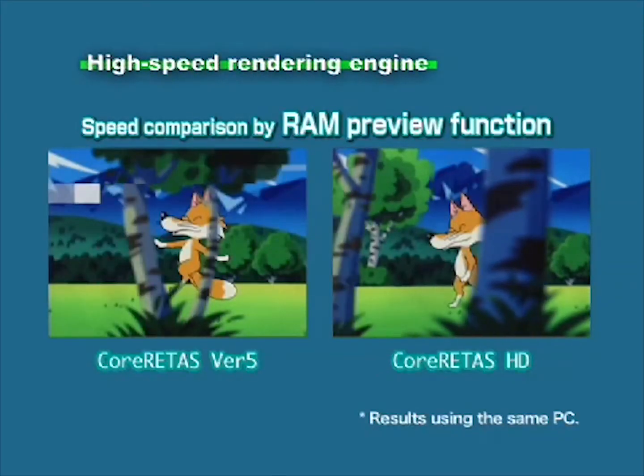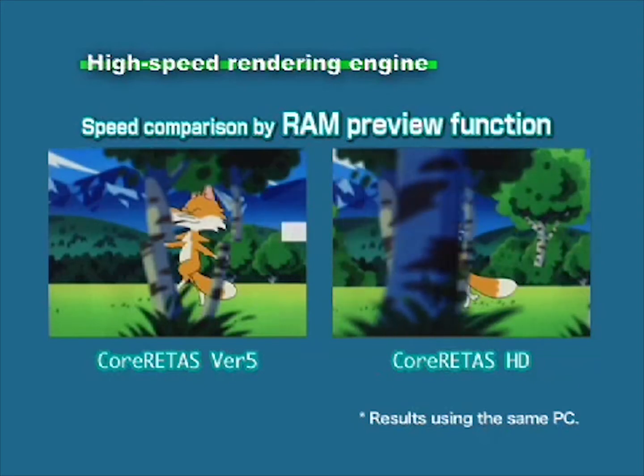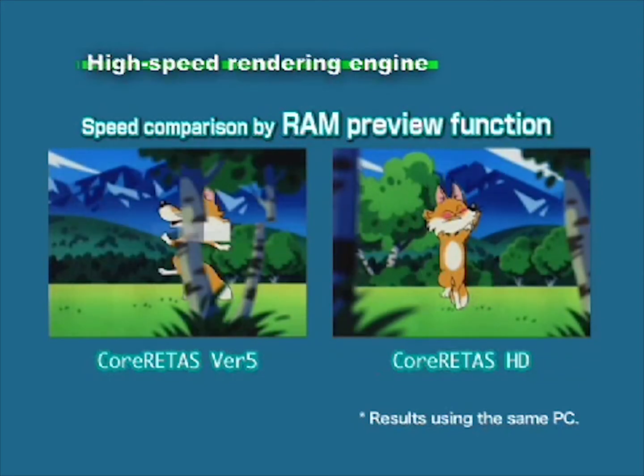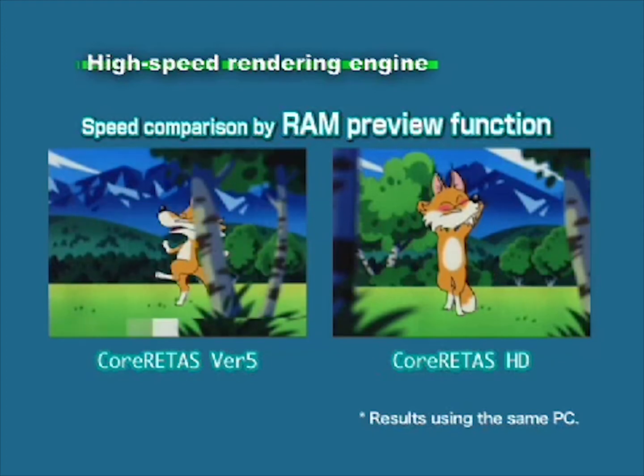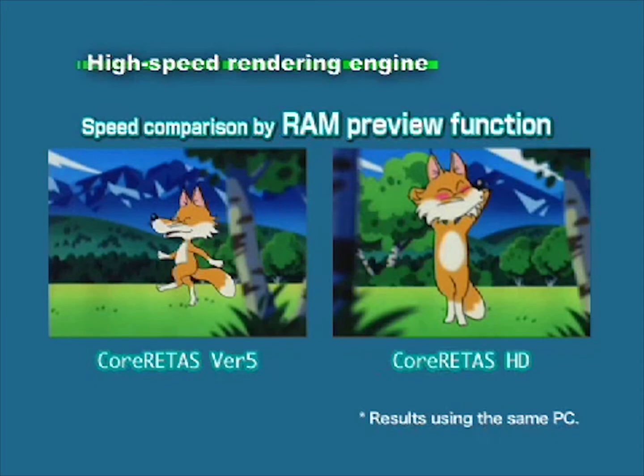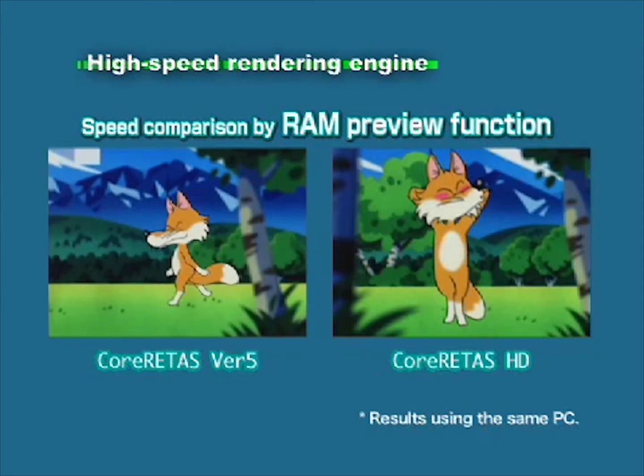Core Retas HD is equipped with a new high-speed rendering engine, which combined with the intelligent caching function, allows you to get considerably high rendering speed. Compared with the older version, it's now 3 to 10 times quicker.